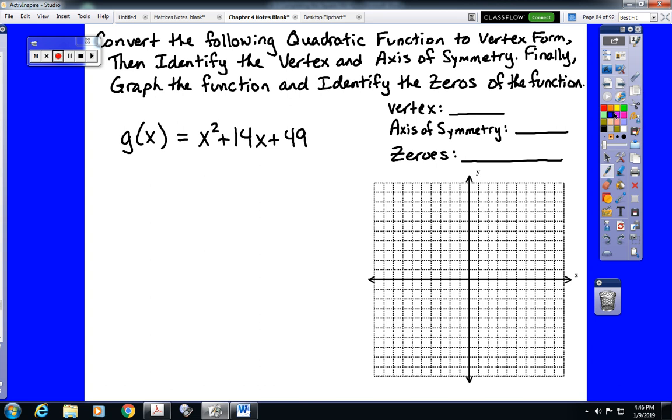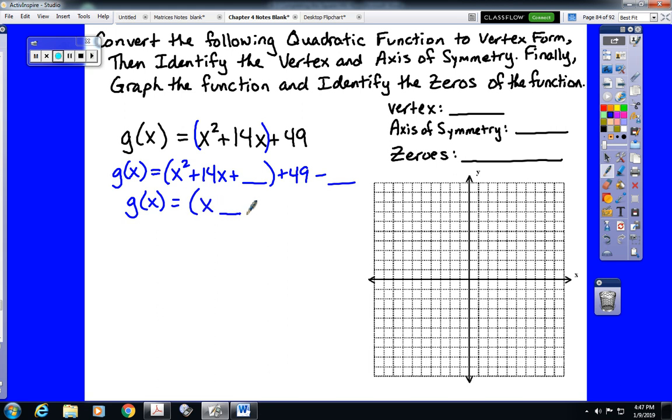Alright, so once again we're going to grab those first 2 terms. We're going to ask ourselves, does a equal 1? The answer is yes. So we simply adjust our function to include our blanks. So x squared plus 14x plus something plus 49 minus something. Our next line as well, we can start, will be x plus something, squared.